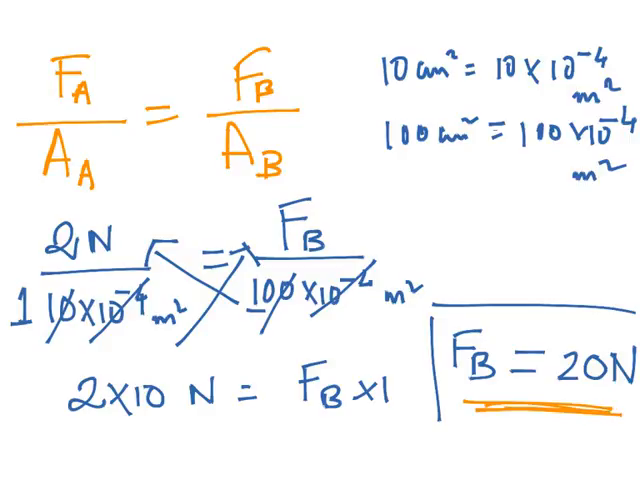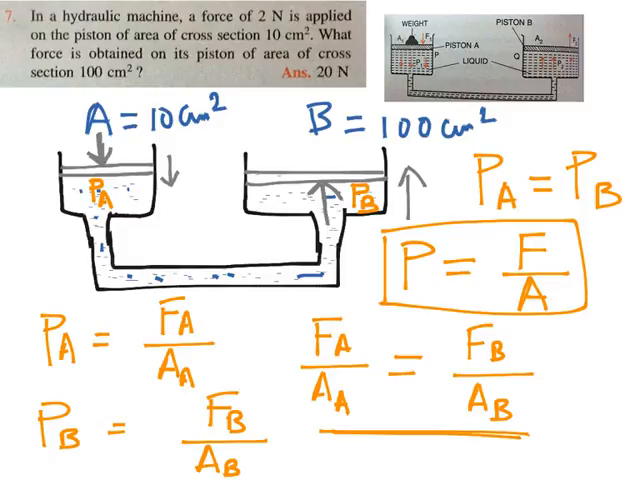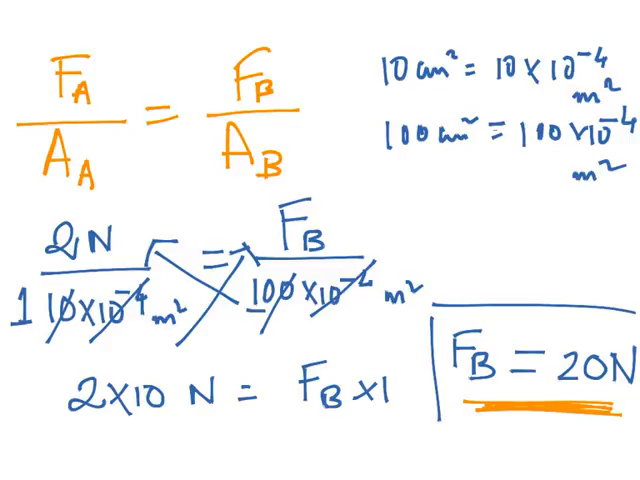Now let's recapitulate the entire thing. Here the pressure PA is equal to PB. Since both are equal, we equated PA equal to PB and put in the values of PA and PB, that is FA by cross section area of A, and FB by cross section area of B. Now you just observe one thing: the area becomes larger and the force felt also becomes larger.